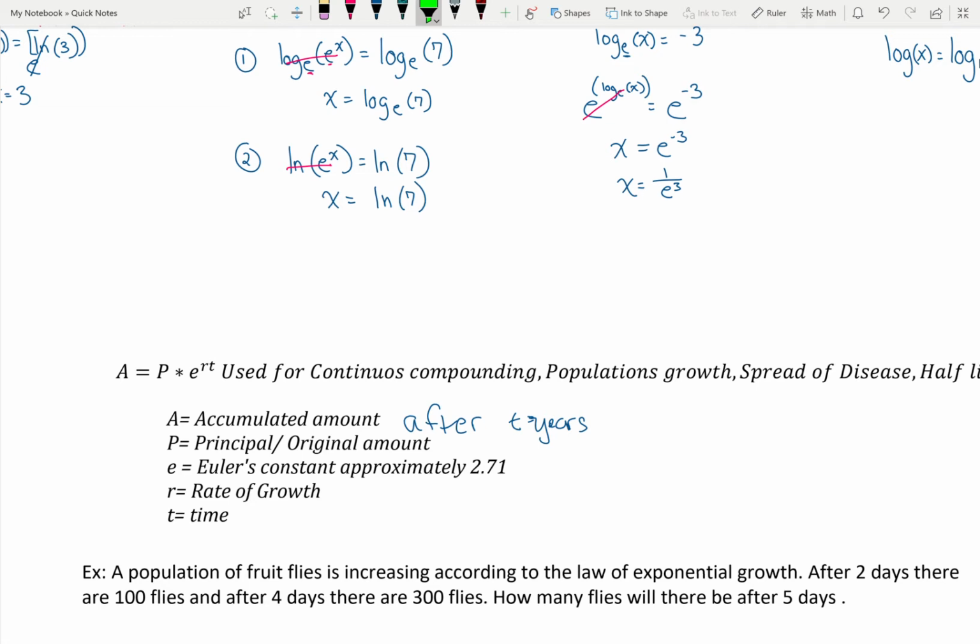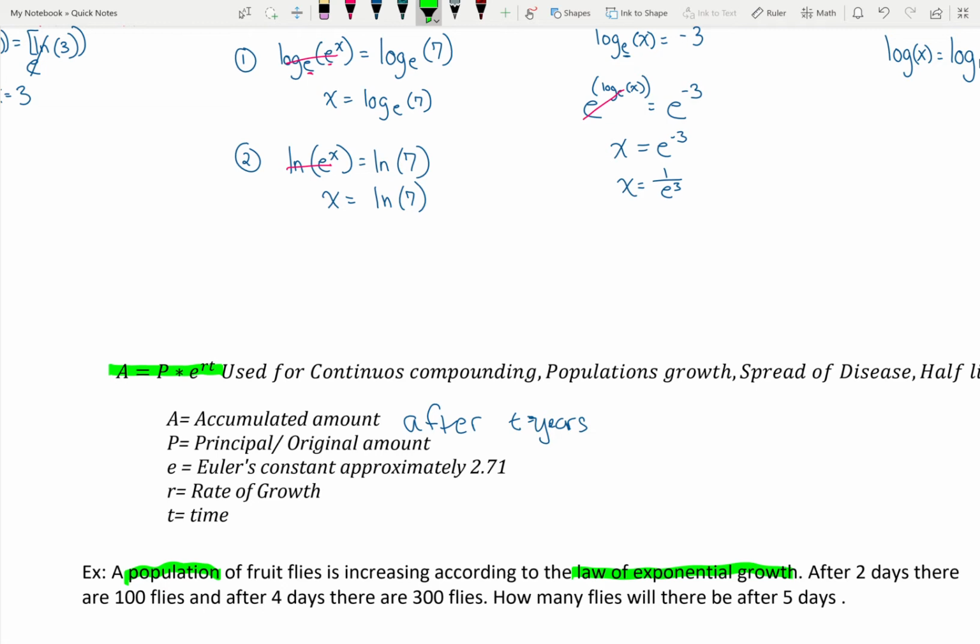Okay, so the key phrase in this question is this right here. It says the law of exponential growth. Law of exponential growth really just says, all right, go ahead and start using this formula. Anytime you hear that a population is growing according to the law of exponential growth, then we're going to use this formula that we see in the top left. So now our job is to decipher what each of these sentences really means.